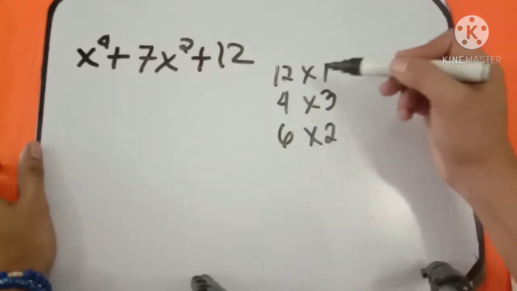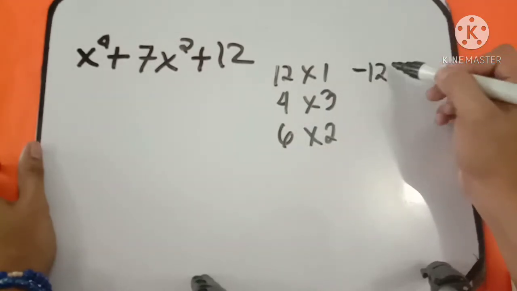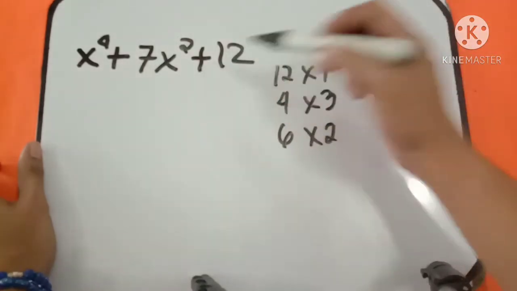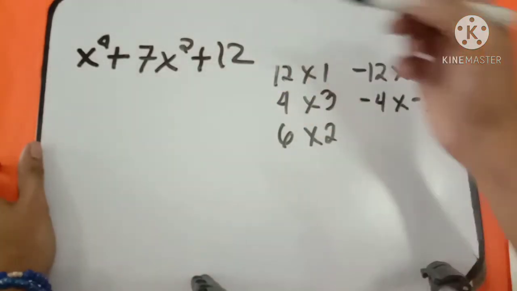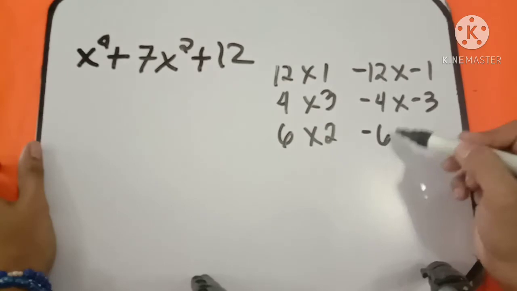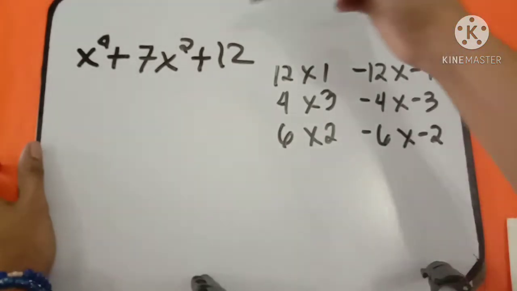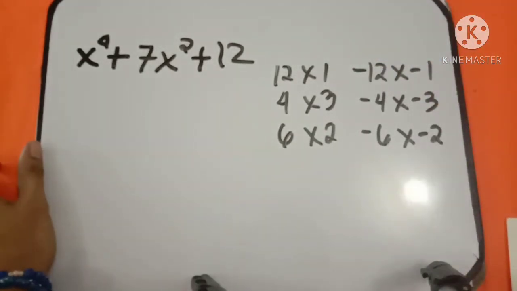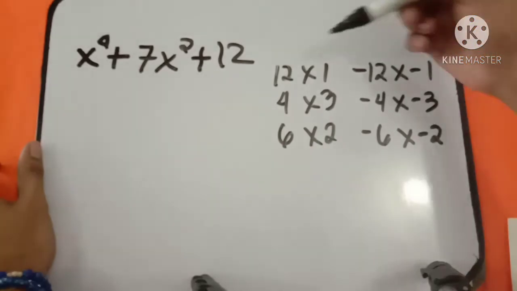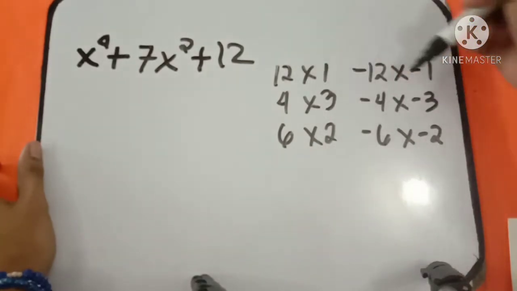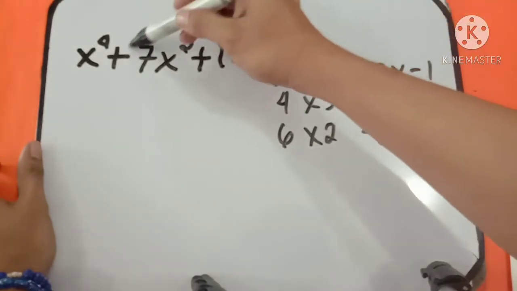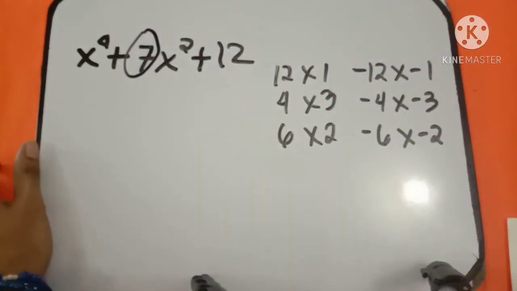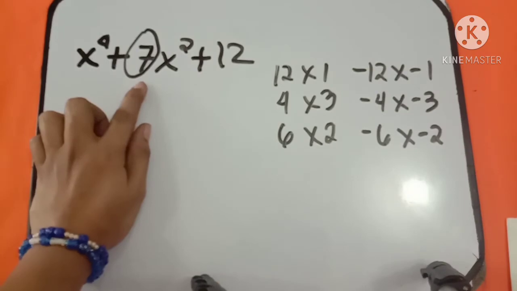Then aside from these factors, we can say negative 12 times negative 1 is still positive 12. Negative 4 times negative 3 is also positive 12. Negative 6 times negative 2 is also a positive 12. So now, we have to get the sum of these factors, which is equal to the coefficient 7. Our target is the coefficient of the middle term.